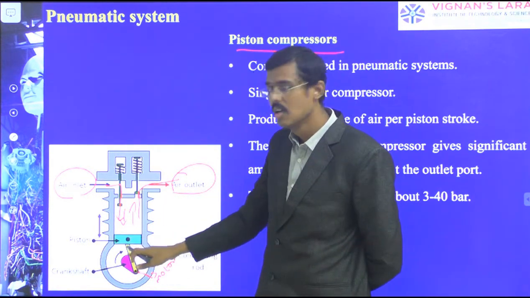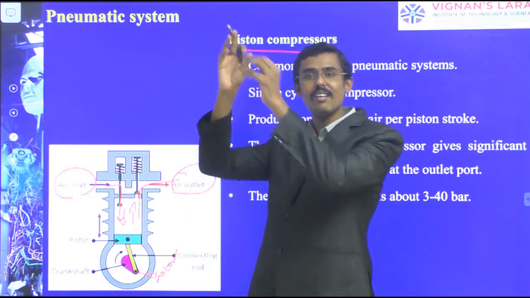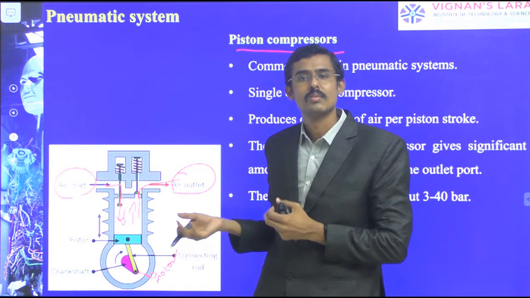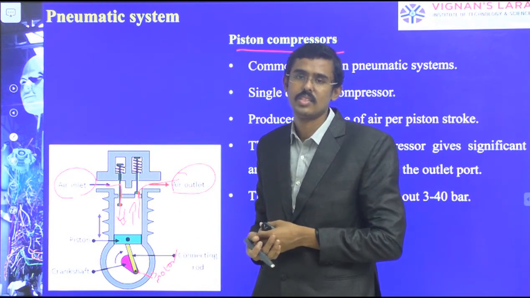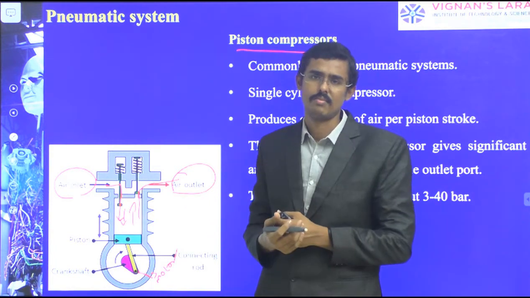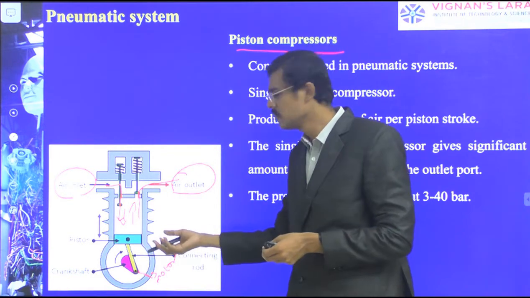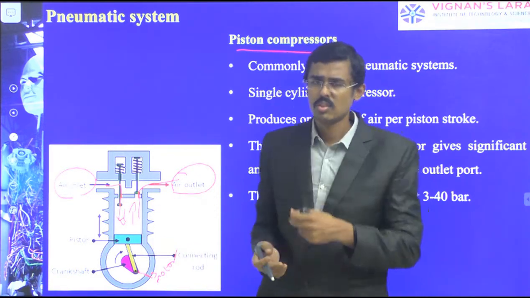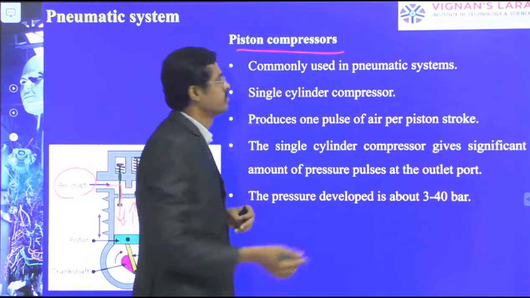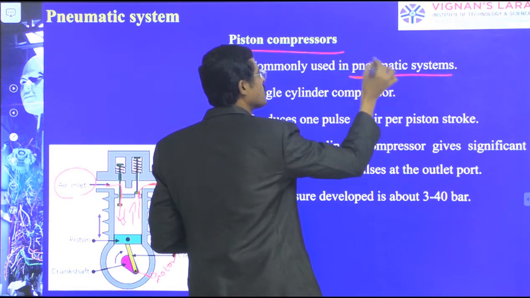We have a piston operated by an electrical motor. The same type we have seen in the hydraulic systems also, a reciprocating fluid pump. Here we are seeing a reciprocating piston compressor. It is the same type, but the medium there is a fluid and the medium here is air, so there are a few similarities. It is commonly used in pneumatic systems. The word pneumatic, as I already told, is a Greek word which represents the wind.